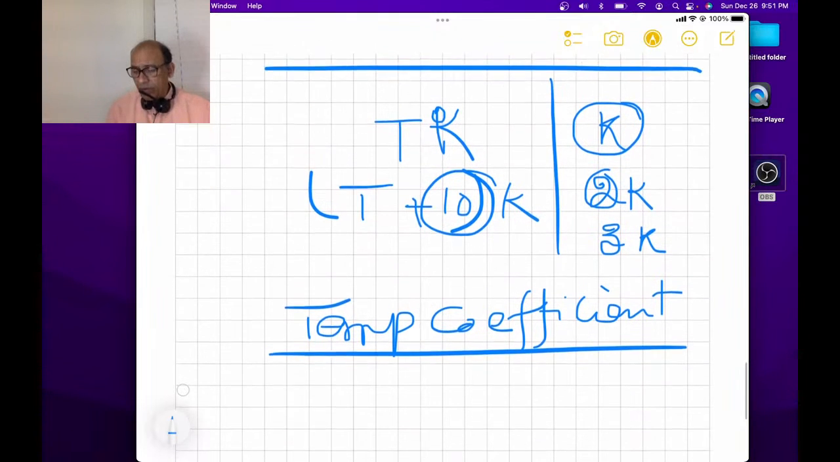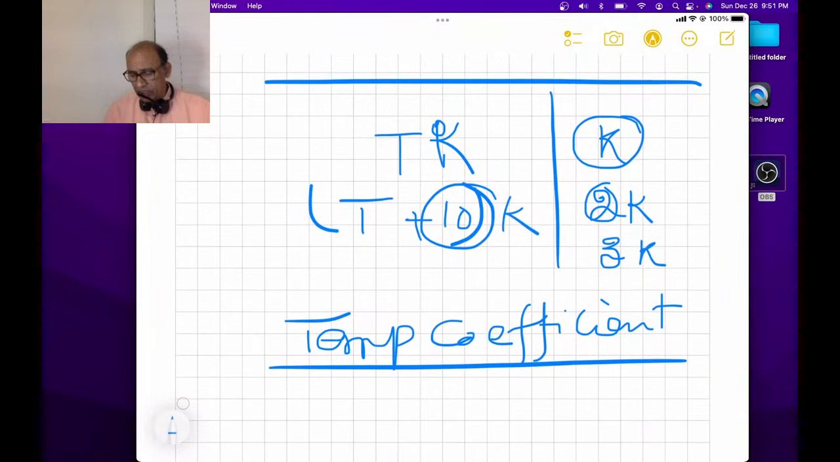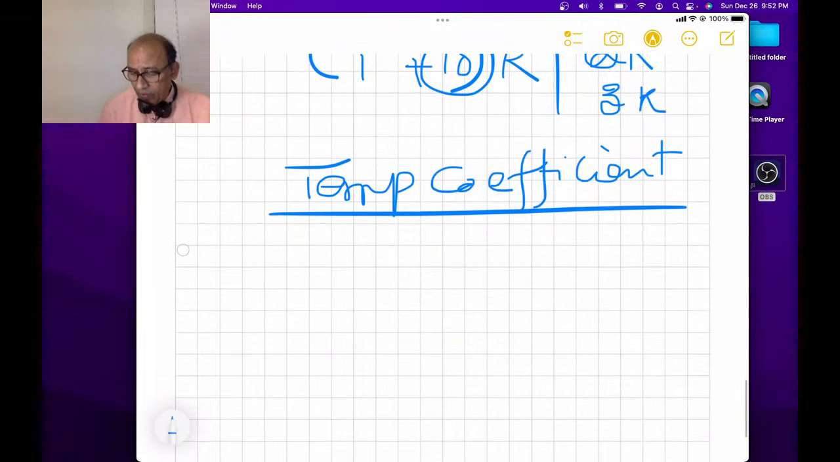Okay. For many reactions, the temperature coefficient is 2. That is, the rate of the reaction doubles, which means 100% increment. Sometimes the temperature coefficient can be even 3. That is, the rate can become 3 times. It can have 200% increment for a rise of 10 K. Now, based on these ideas, we can solve some simple problems.